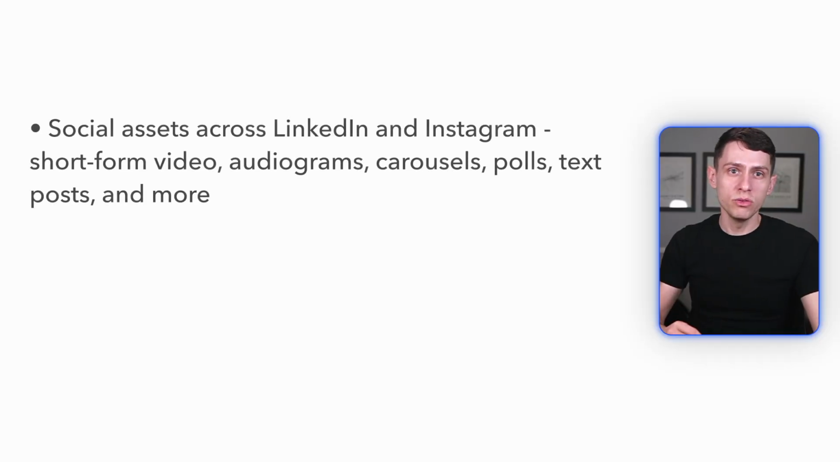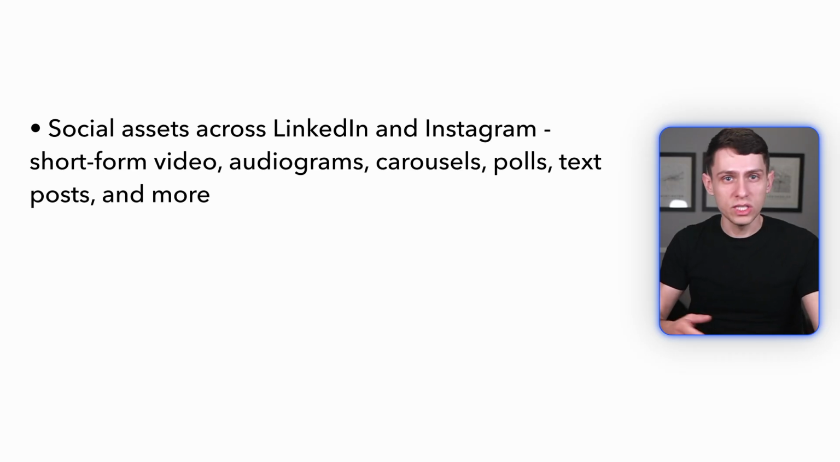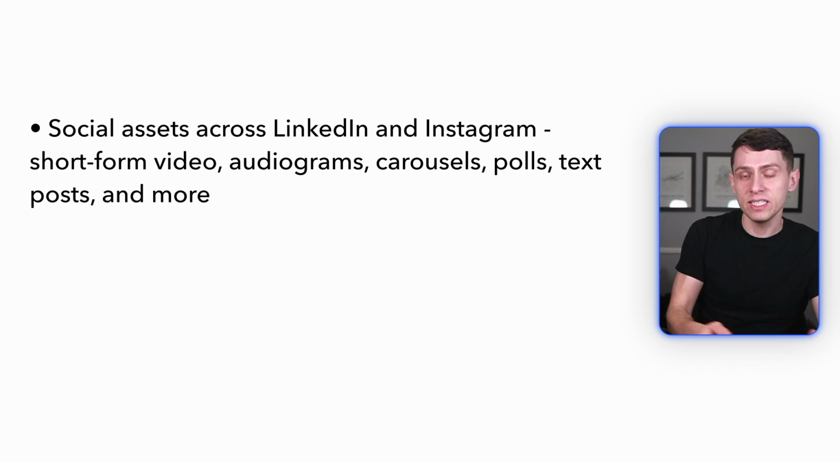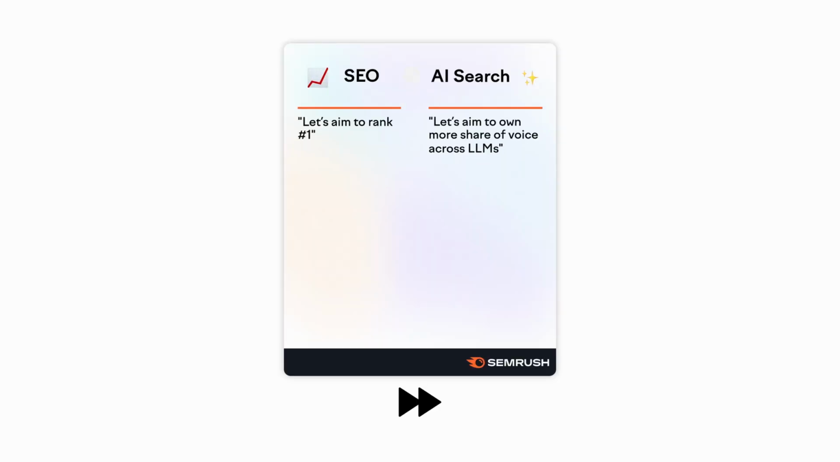And so this included social assets across LinkedIn and Instagram. These are things like short-form video, audiograms, carousels, polls, text posts, and more. All of this is trend-aligned and typically promoting specific actionable use cases where their target audience could actually leverage Semrush products to get something done. And we're showing them how to do it. It's really value-packed content. Some examples of social creative we created for them include this carousel and this short-form video.